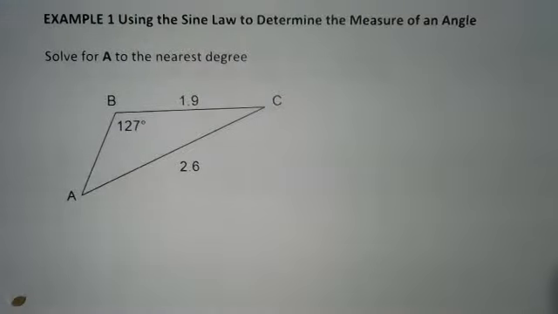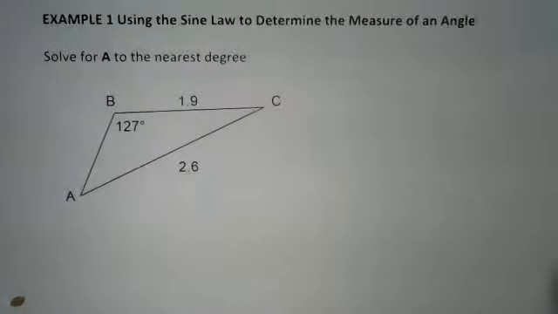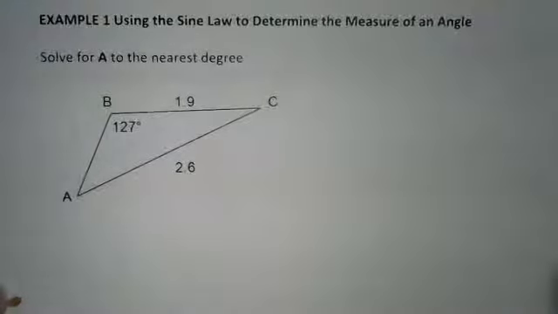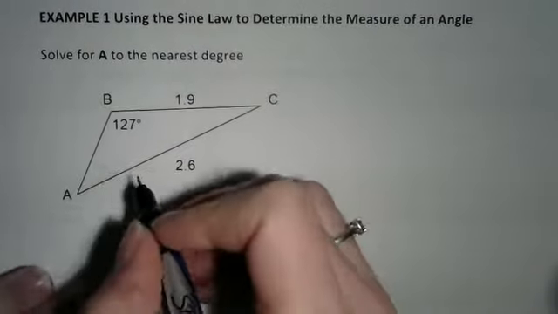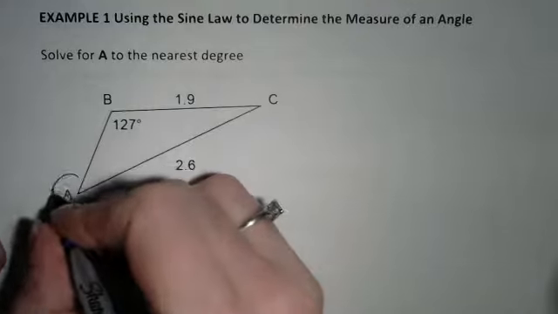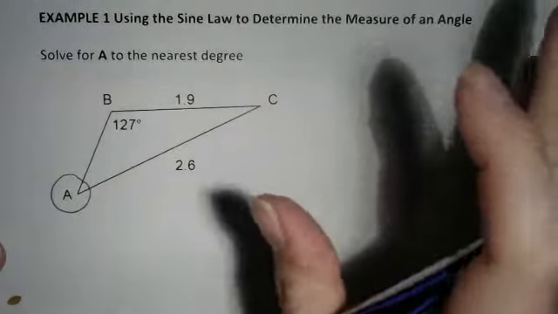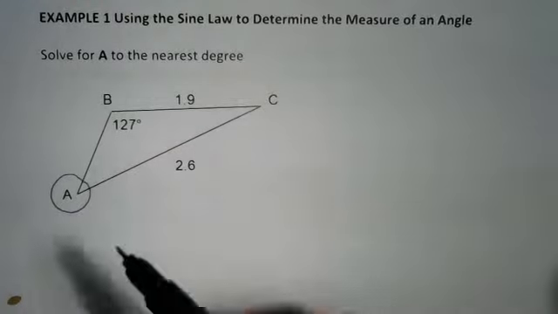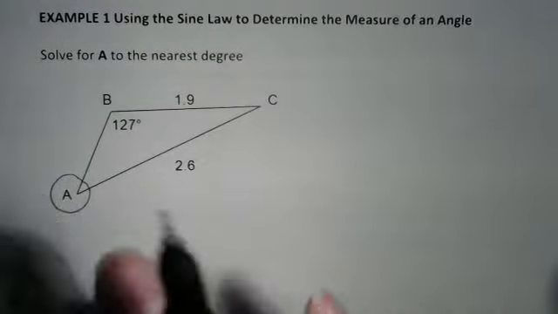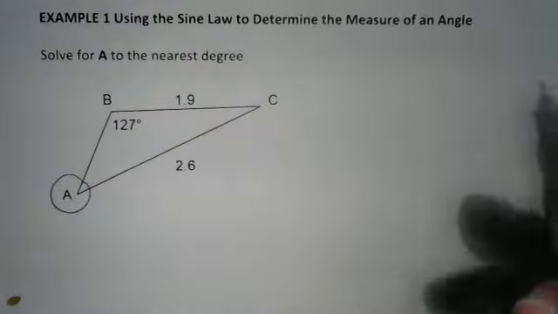So this example says, using the sine law, determine the measure of an angle. Solve for a to the nearest degree. What we're looking for, and sometimes I'll circle it or do something to indicate this is the angle that I'm looking for. Now because we don't have a right triangle anymore, we're not going to do any of the opposite. There's no hypotenuse. That's only for a right angle triangle.